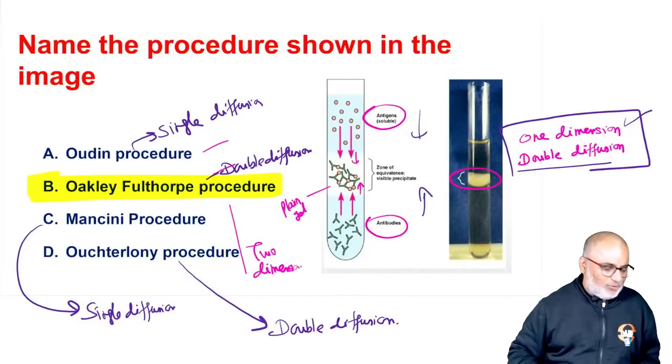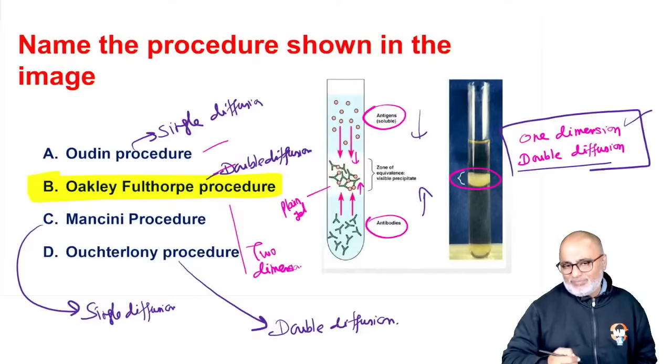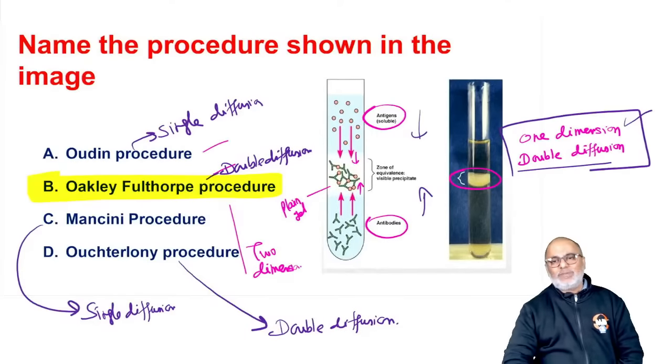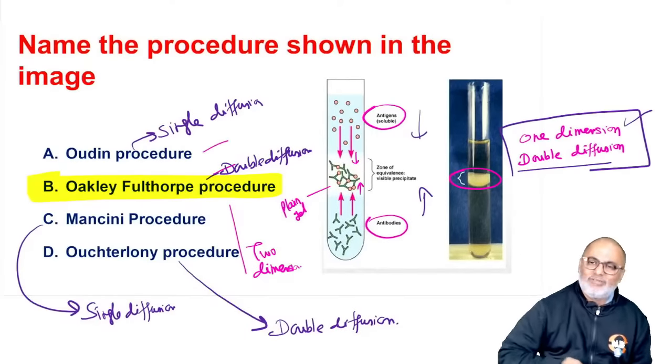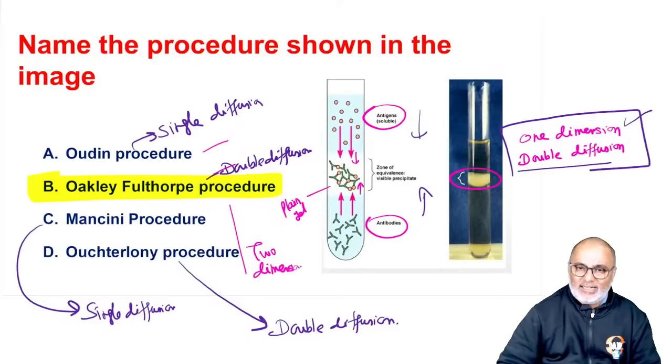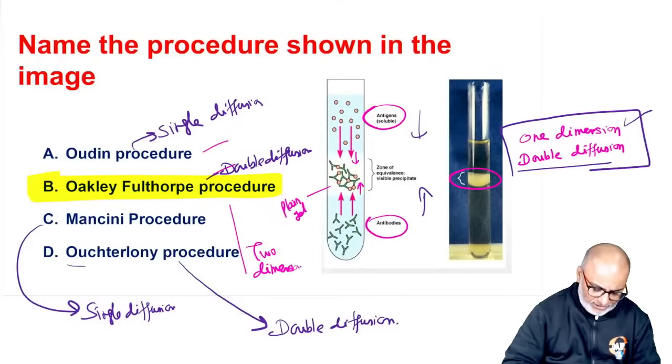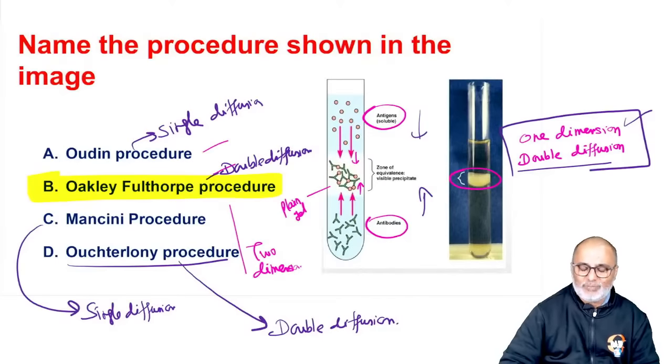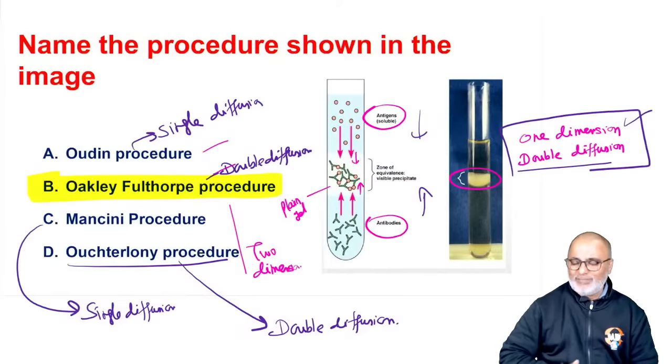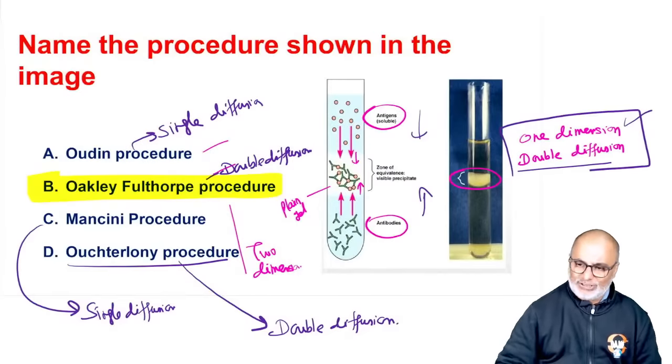This is important, my dears. You need to work it out. Spend 5 to 10 minutes on each one, each one 5 minutes, just 20 minutes, and you can understand. An example for the Ouchterlony procedure is the Elek gel precipitation test. Sometimes they'll give the picture of the Elek gel. Don't worry, where antigen and antibody are both moving in the plate, two dimension, it is the Ouchterlony procedure.